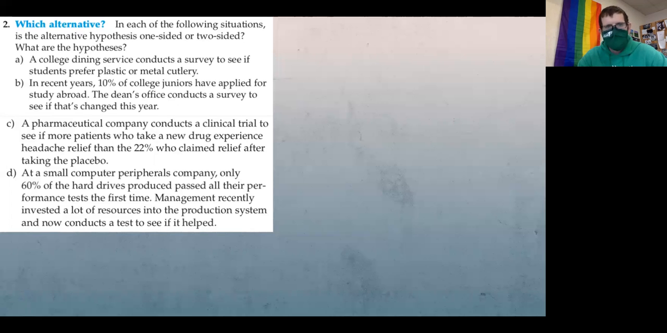We learned a little bit about one-tailed versus two-tailed tests. It says one-sided or two-sided, but same thing. One or two-tailed tests and what the hypotheses would be. Let's not worry about writing out the hypotheses. Maybe we can do it for one of them. A college dining service conducts a survey to see if students prefer plastic or metal cutlery. Do you think this would be one-sided or two-sided?